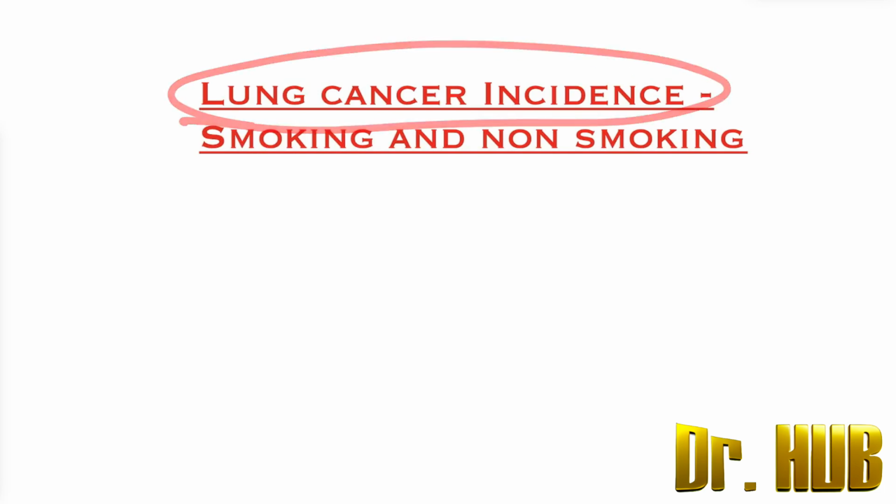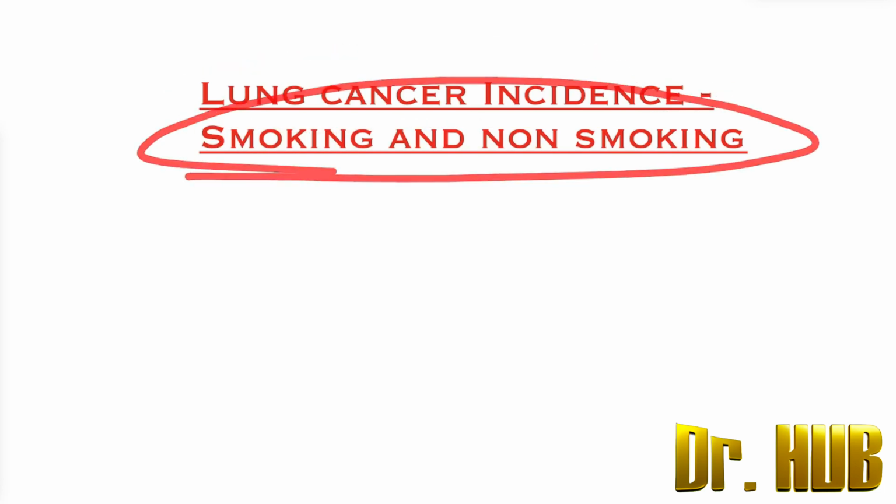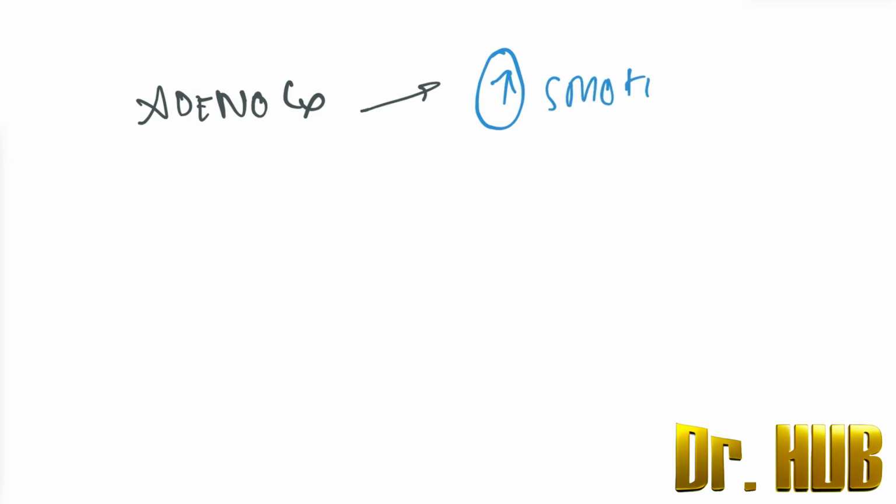Lung cancer incidence, and we'll be seeing versus smoking and non-smoking. So we begin with the maximum number of incidence of lung cancer, which is by the adenocarcinoma. In the adenocarcinoma, as we know, smokers have the highest incidence. So the majority of them are smokers, and it also includes the non-smokers. Among smokers, you can tell anywhere between 60 to 80% will be smokers, and non-smokers will be about 20%.